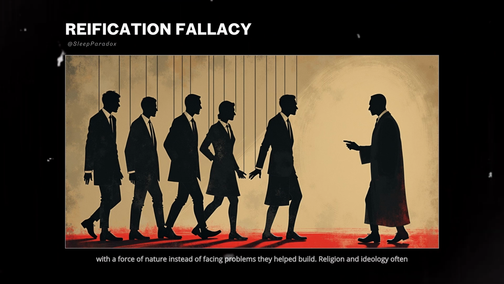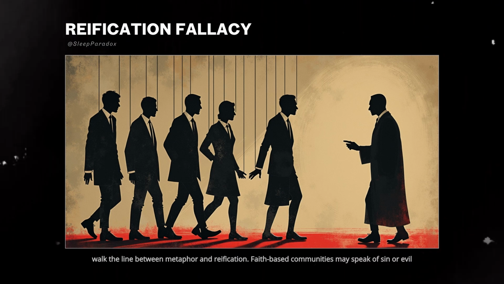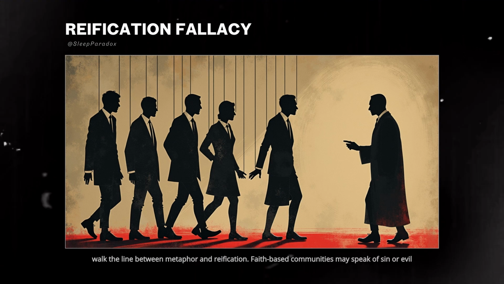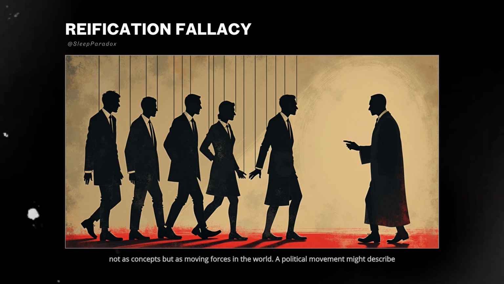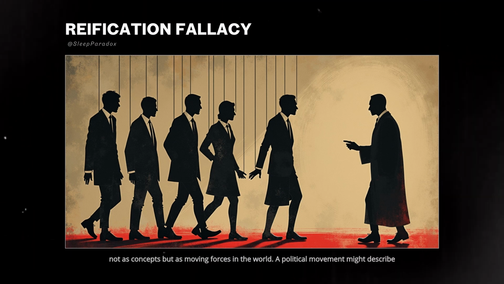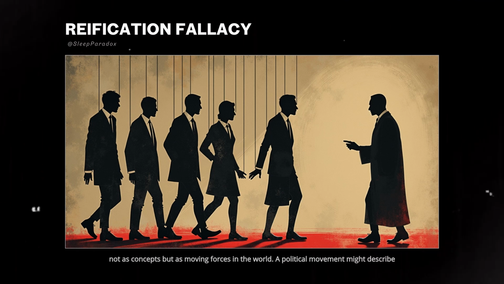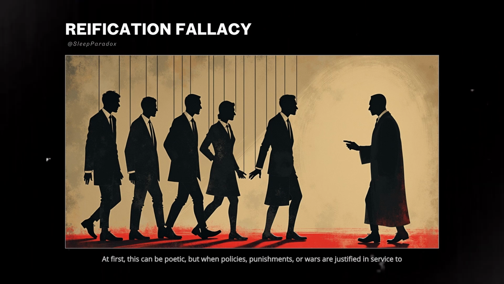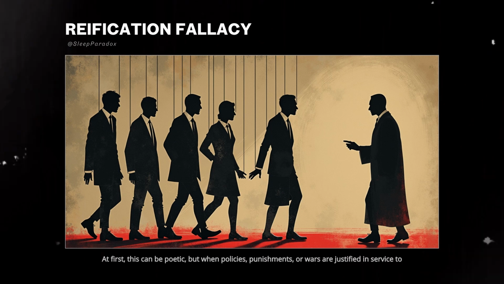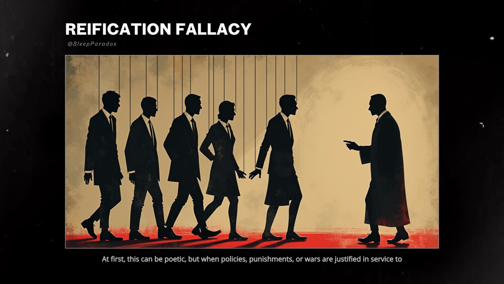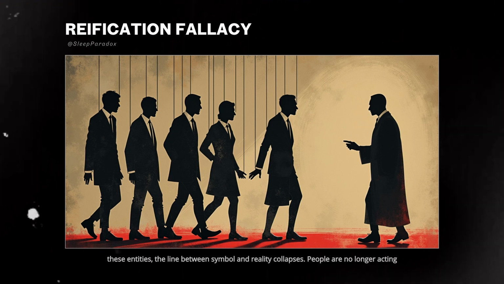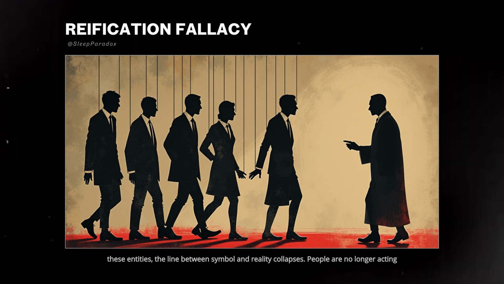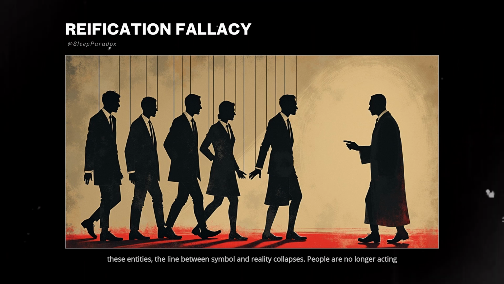Religion and ideology often walk the line between metaphor and reification. Faith-based communities may speak of sin or evil not as concepts, but as moving forces in the world. A political movement might describe freedom as if it has a will of its own, something to be pleased, provoked, or defended from corruption. At first, this can be poetic, but when policies, punishments, or wars are justified in service to these entities, the line between symbol and reality collapses. People are no longer acting on beliefs, they're obeying ghosts.